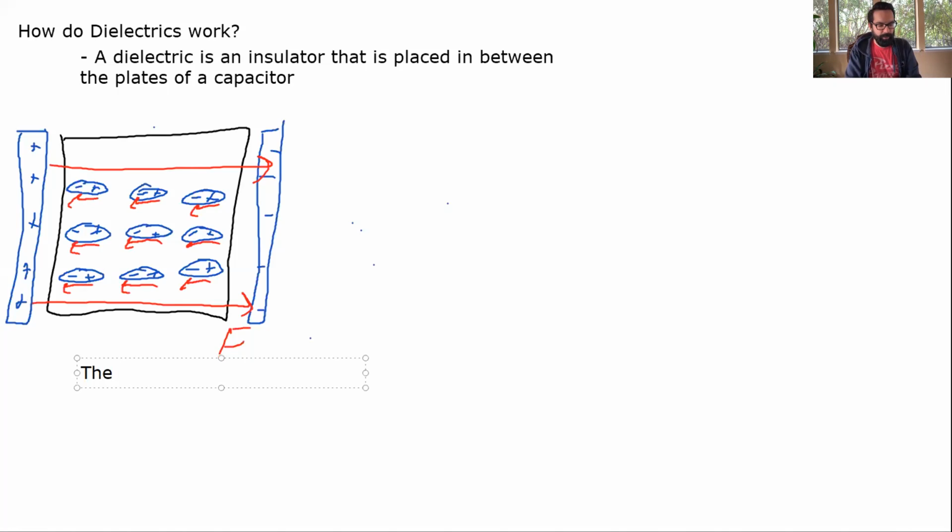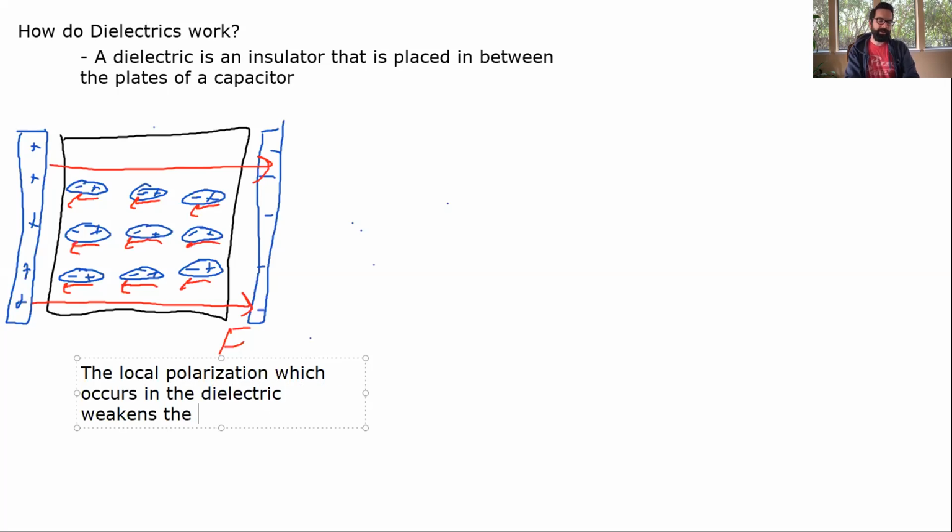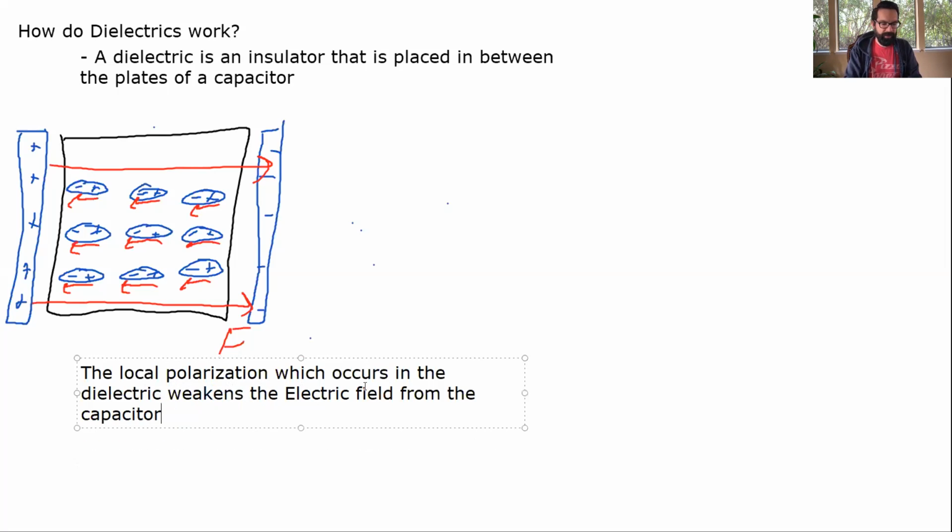So the local polarization, which occurs in the dielectric, weakens the electric field in the capacitor. Okay, and if it does that, that means more charge can be placed on the capacitor before you have dielectric breakdown.